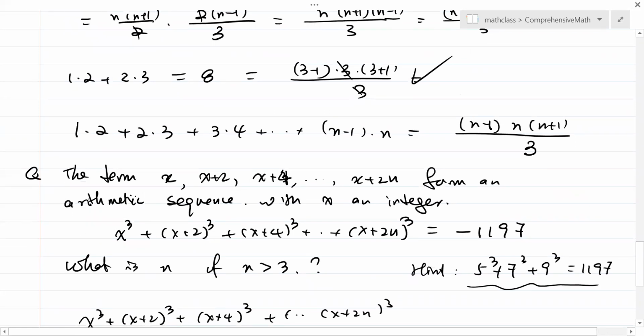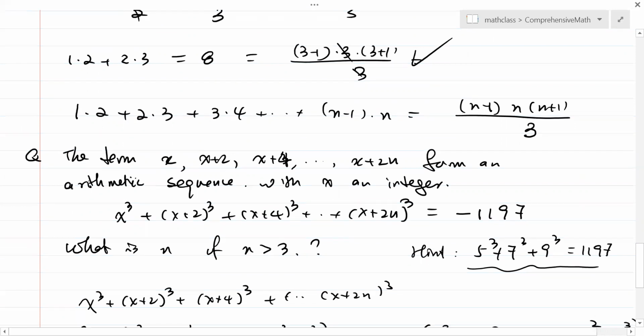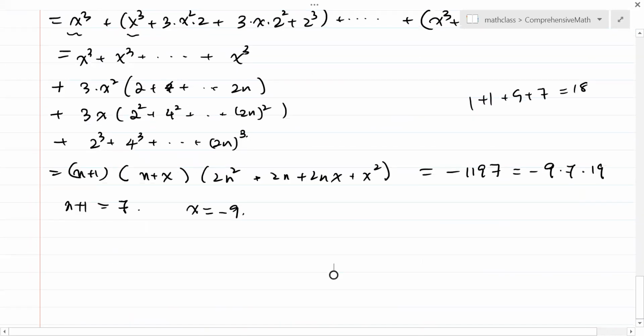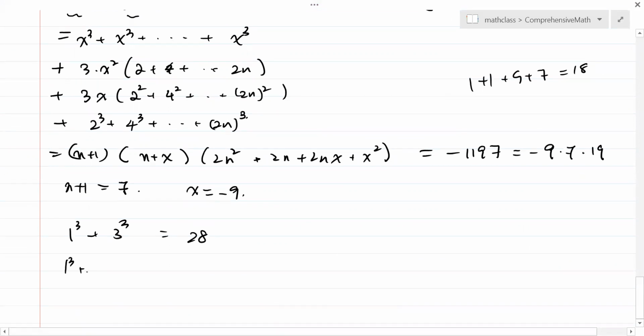It's x cubed plus... you can assume the simplest cases begin with 1 and 3 and 5, right? But then you don't get this number. So 1 cubed plus 3 cubed is 28, which is much smaller than the number you want. Then 1 cubed plus 3 cubed plus 5 cubed, and using a calculator, you get 153. So that's still a small number.